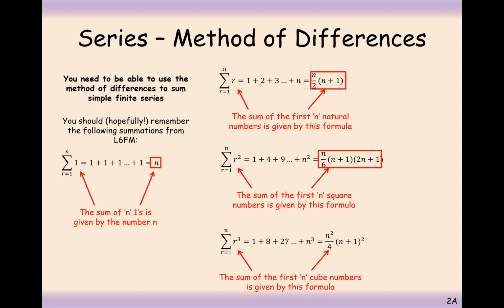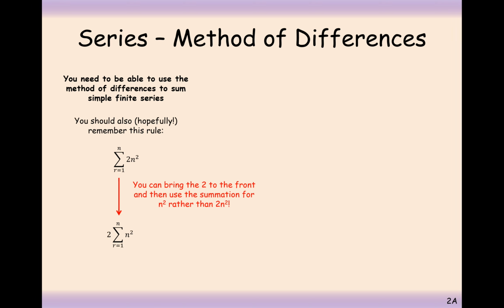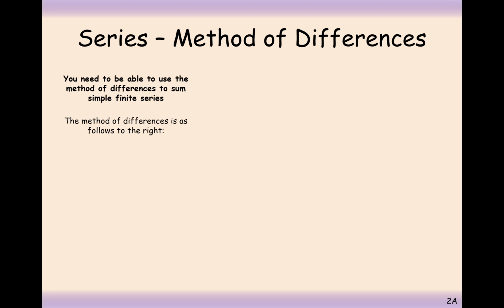Now this is how you did it in the lower 6th. What we're going to be doing here is using a different method, and along the way we might be proving a few of these formulas. And hopefully you also remember the rule that if you have something like a 2n squared inside your summation, you can factorise out that 2 to the front, because effectively you'll just be factorising that number from the summation, so you can move the number to the front.